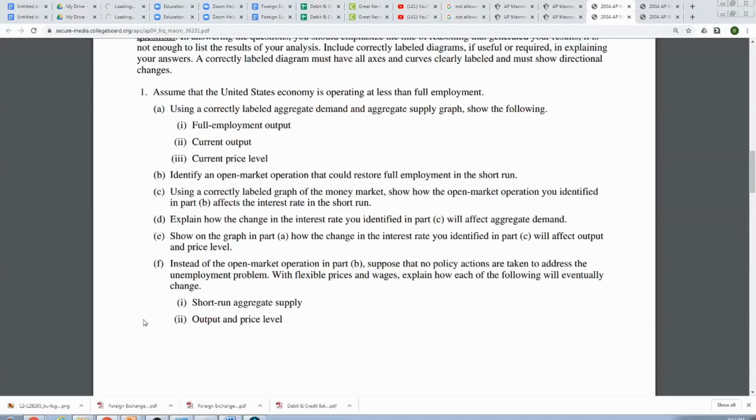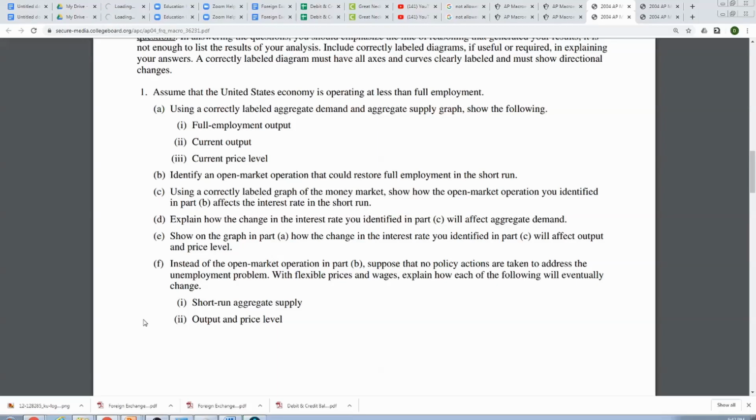Just do what you know. Okay, don't go, I can't emphasize enough, don't go to the answer key yet. Then you get to identify an open market operation that can restore full employment. If you can't remember one, you say lower taxes. All right, Jeffrey, that's fiscal policy.